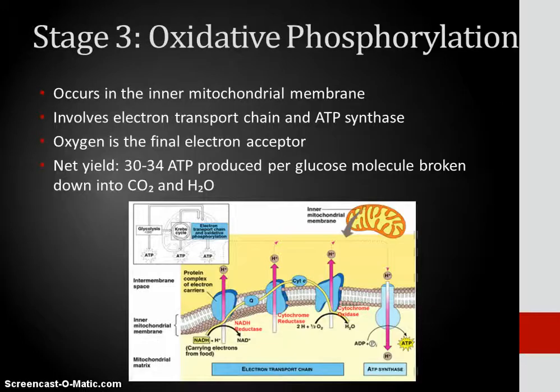Oxidative phosphorylation is the third stage of cellular respiration, and it occurs in the inner mitochondrial membrane, and it involves the electron transport chain and ATP synthase, which we will be looking at in greater detail in the next few slides. And oxygen is the final electron acceptor in oxidative phosphorylation, and the net yield is 30 to 34 ATP produced per glucose molecule that is broken down into CO2 and H2O.